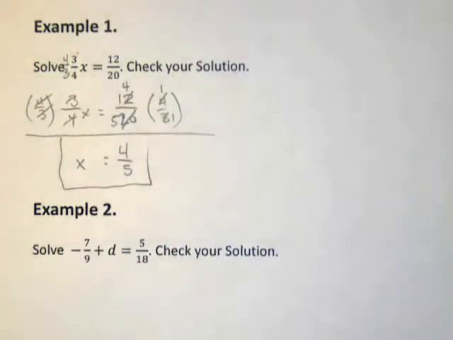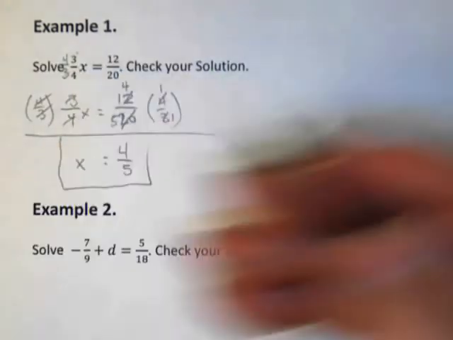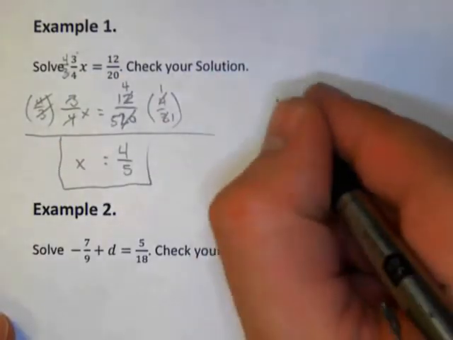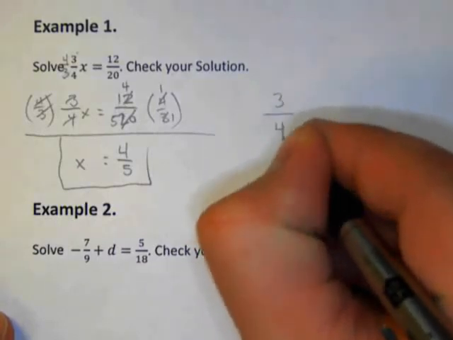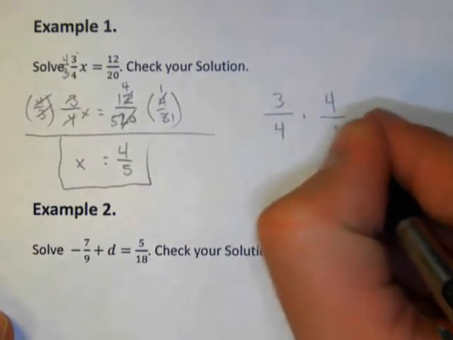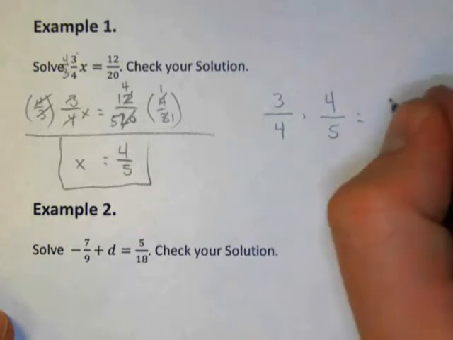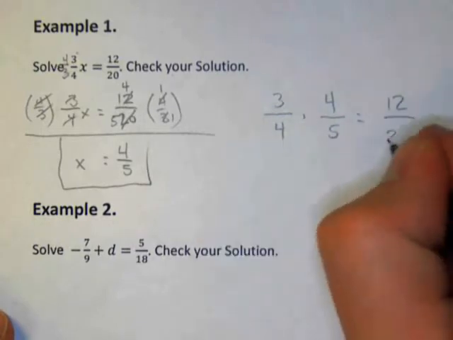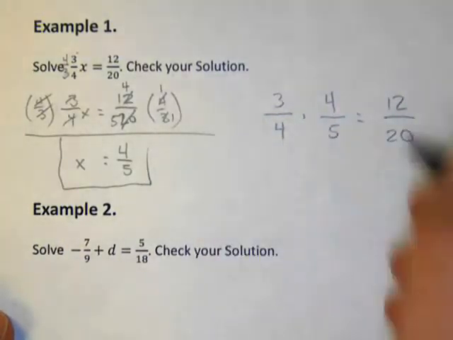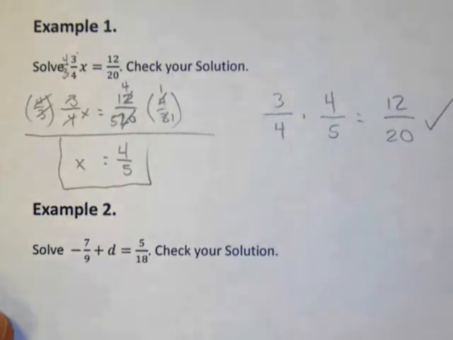Okay, and if we actually were to check our work here, and we were to plug in 4/5, so I'm going to write that over here, and we took 3/4 and we multiplied that by 4/5. 3 times 4 is 12, 4 times 5 is 20. That checks out. We know that that's right. Okay, let's do example 2.